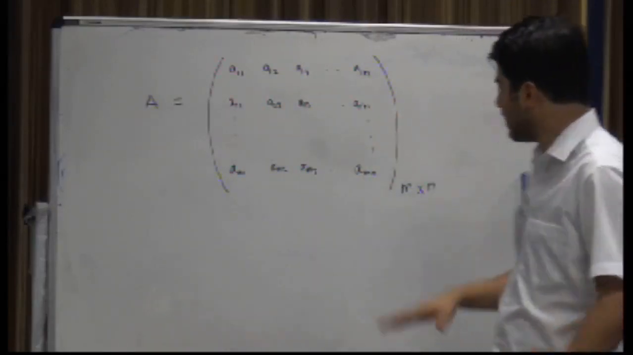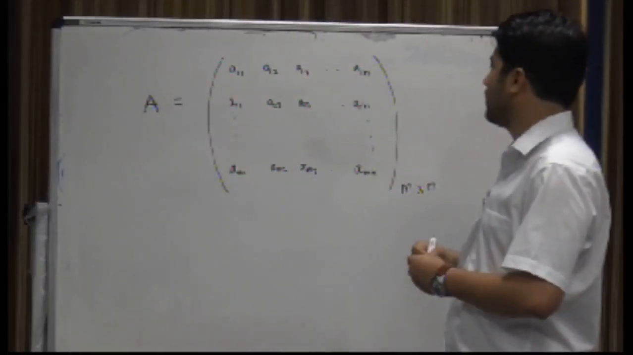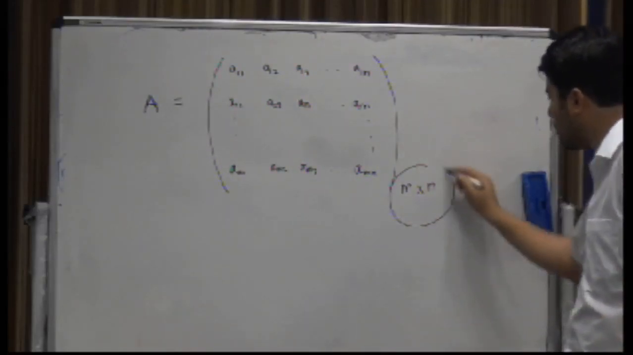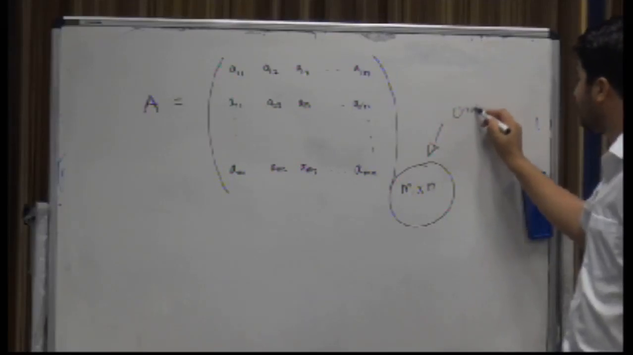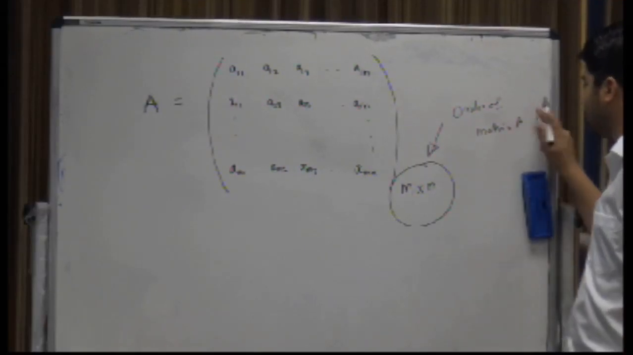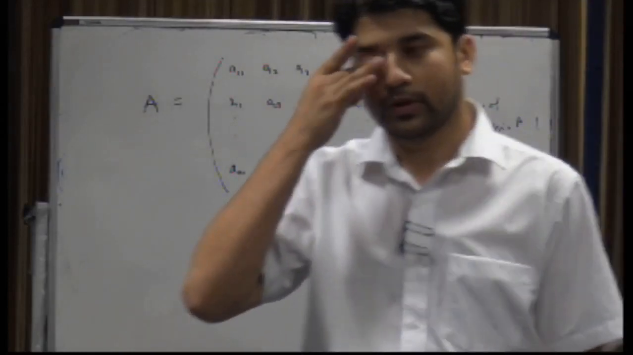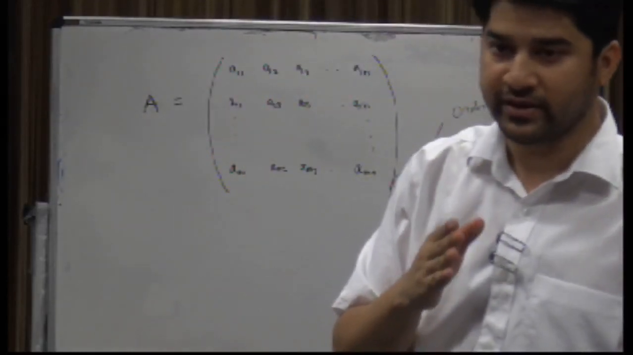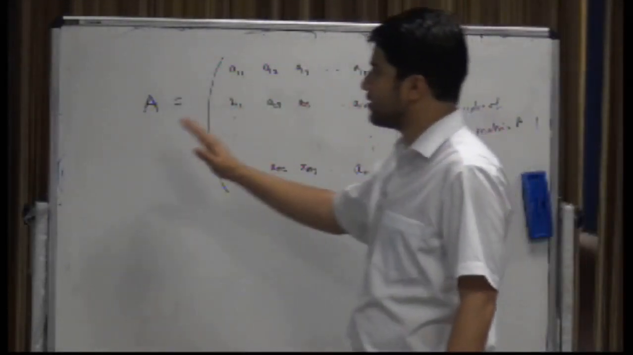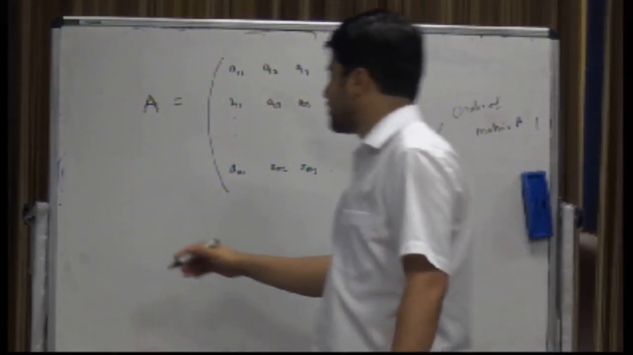So what does it represent? We'll go into the detail, but all of this is a rectangular structure. This is called the order of the matrix. The order of matrix A is always written in the form of number of rows into number of columns. The number of rows has to be written first and then the number of columns. And the whole structure is usually denoted by a capital A.